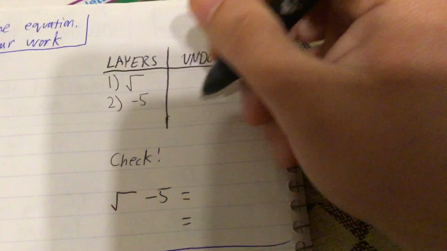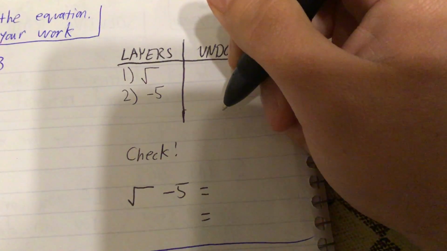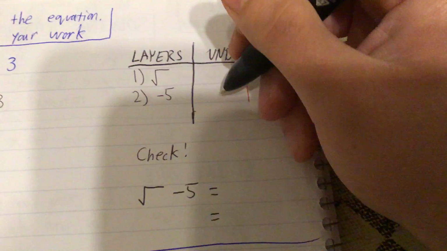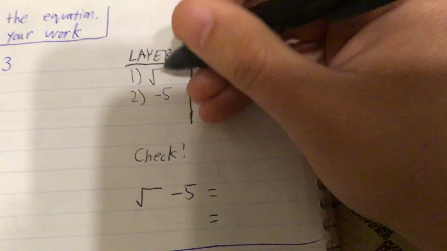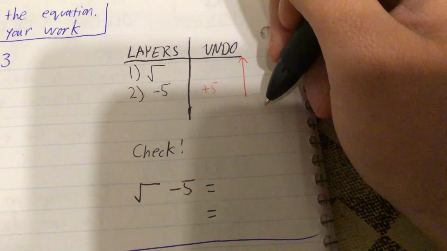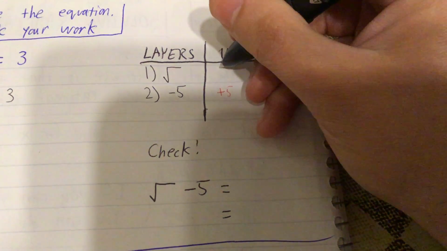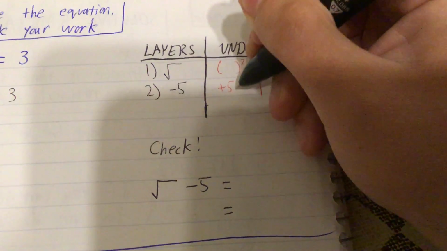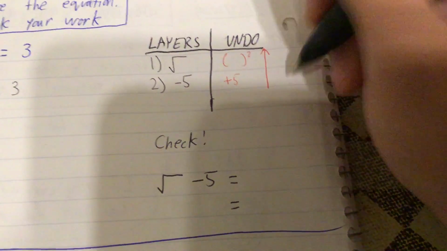So now we're going to undo the layers of x. So we start from the bottom, and you can finish the rest of that song. So minus 5 has to be undone with the inverse operation, plus 5. Then the square root, what is the inverse of square root? We're going to square both sides. So we're going to start with plus 5, then we're going to square. We have a plan, let's stick to the plan.